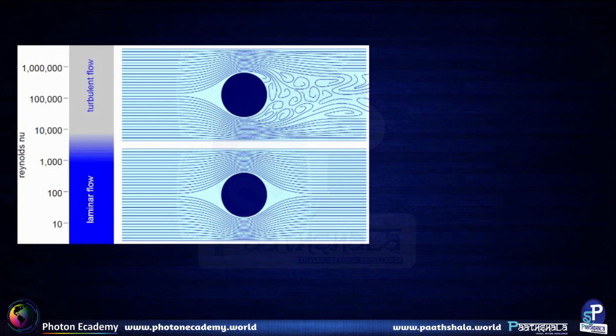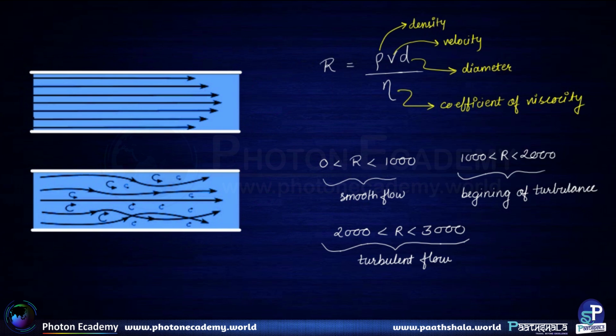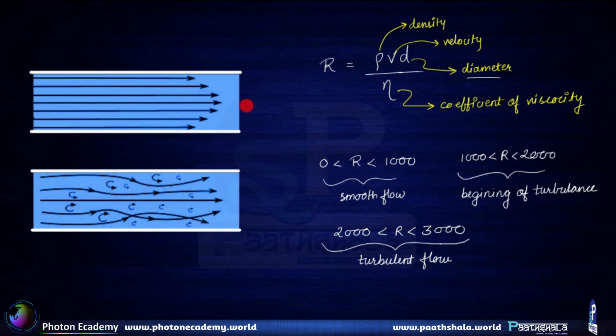So the Reynolds number is essentially used to understand whether the flow of fluid is going to be turbulent or whether it is going to be streamlined or smooth. Okay. Let us try to analyze the dimensions of the Reynolds number over here. The Reynolds number is rho v d upon eta. D is the diameter of the column of fluid or the diameter of the pipe through which the fluid is flowing.